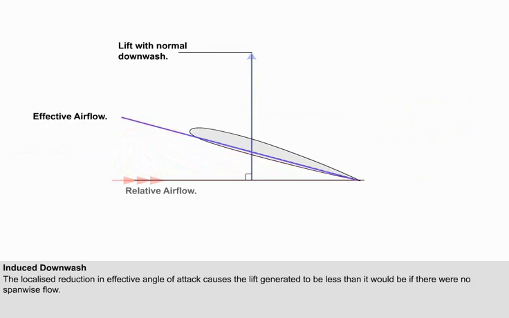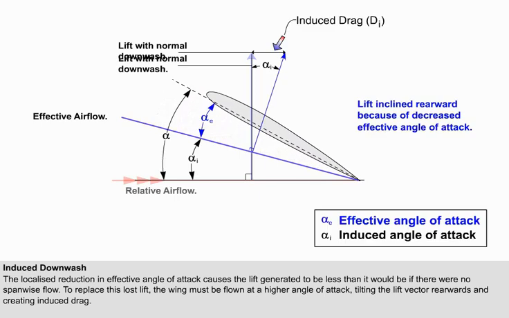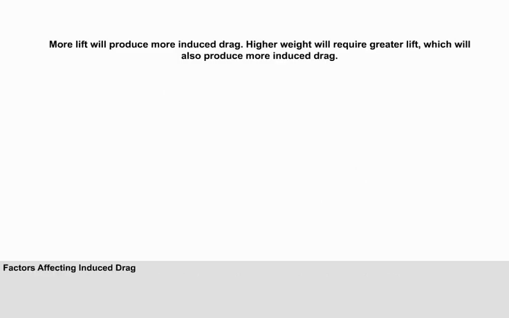And paradoxically, it is the production of the lift itself that reduces the magnitude of the lift being produced. To replace the lift lost by the increased upwash and downwash, the wing must be flown at a higher angle of attack than would otherwise be necessary. The rearward tilt of the lift vector caused by this extra angle is induced drag. There are three main factors which affect induced drag, two of which will vary during flight, namely lift and speed.